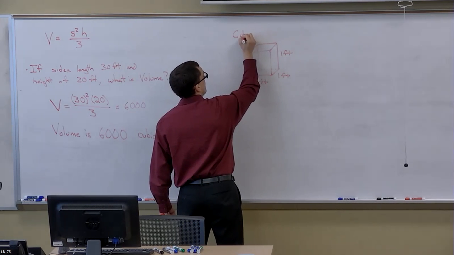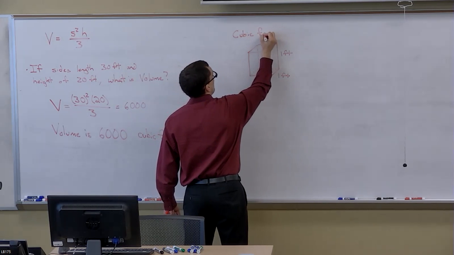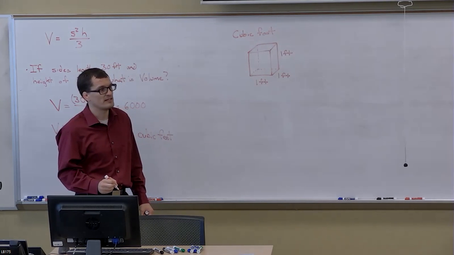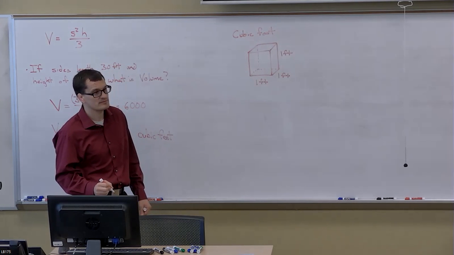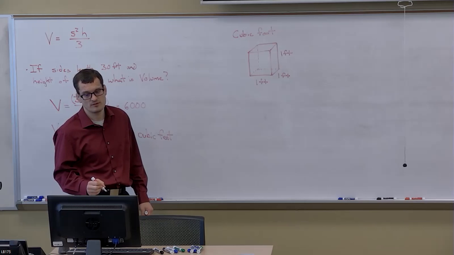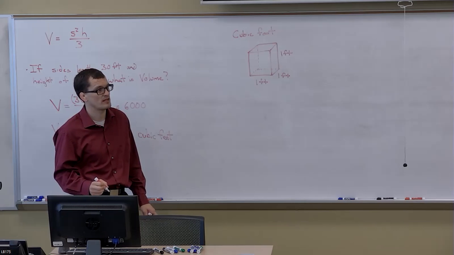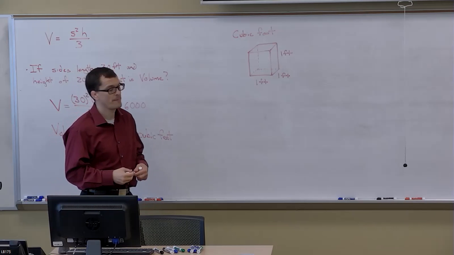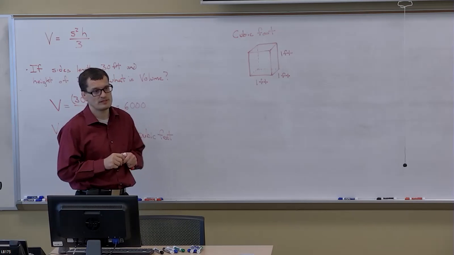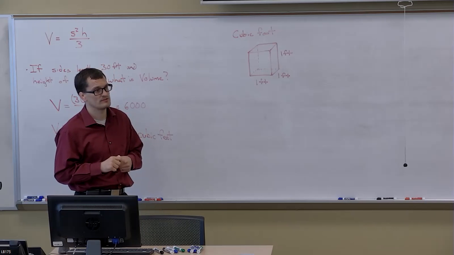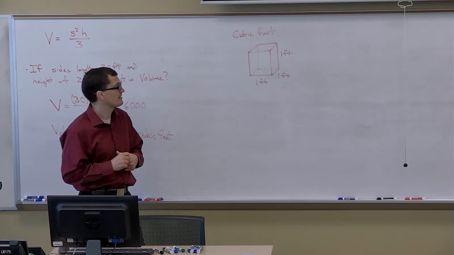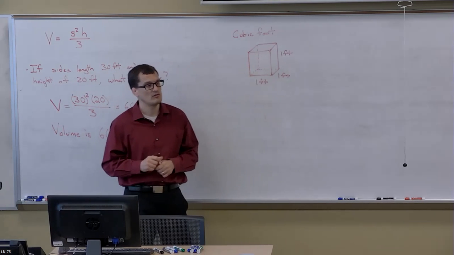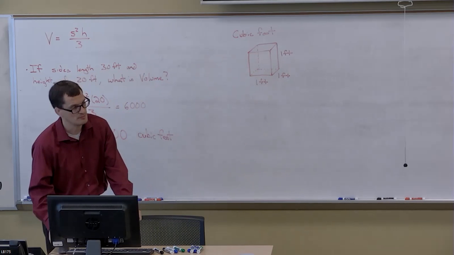Cubic. So a cubic foot of anything is things that can fit into a 1 foot by 1 foot by 1 foot block. Right? So it's a cube where the length, the width, and the height are all 1 foot. That's what it means to be a cubic foot.